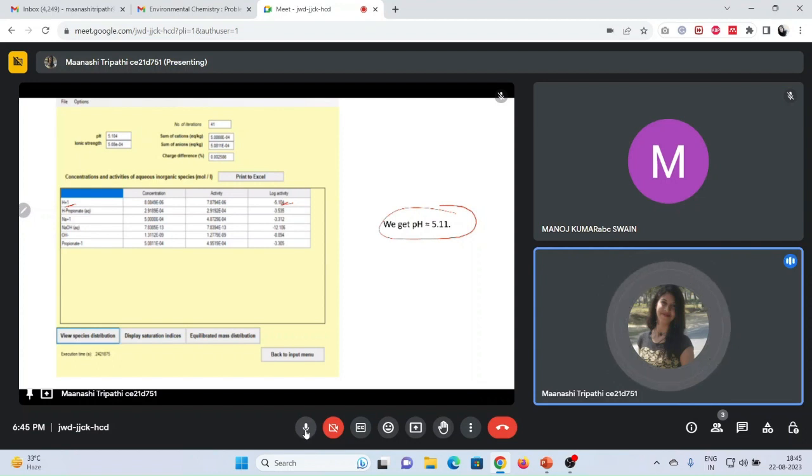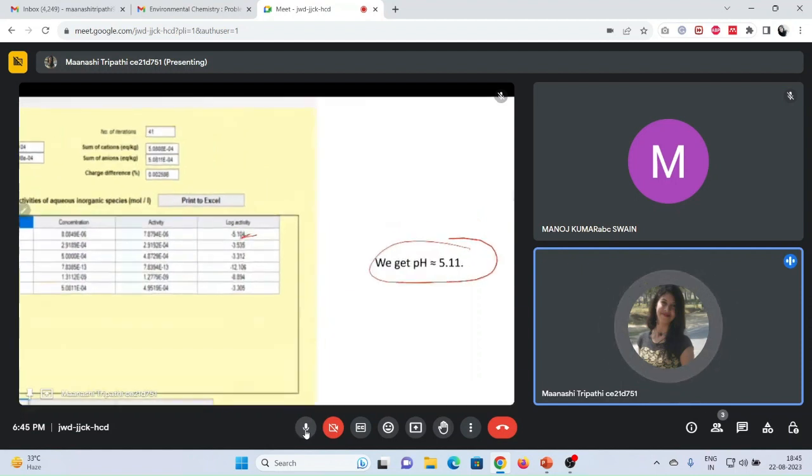So we need to add some more alkalinity so that it can come to drinking water range. Okay, but the question was just asking what is the pH? So we gave the pH, but still we need to add more alkalinity.